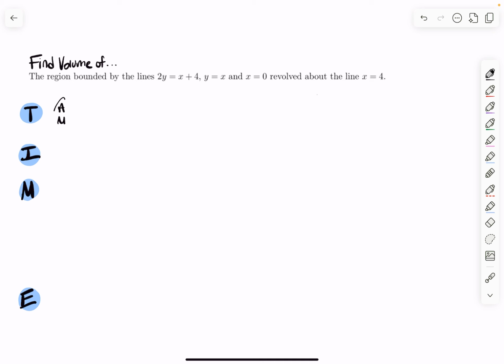I call it the AM, so think of morning time. A is your axis of rotation, which is always given to you. That's x is equal to 4. M is the method that you're going to be using. Now, what's my thought process in choosing the method?